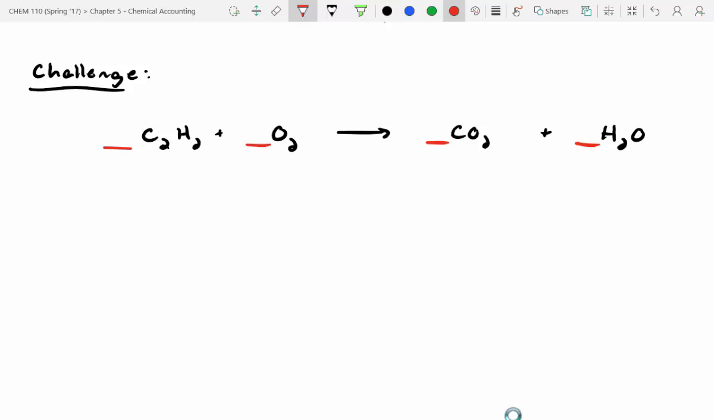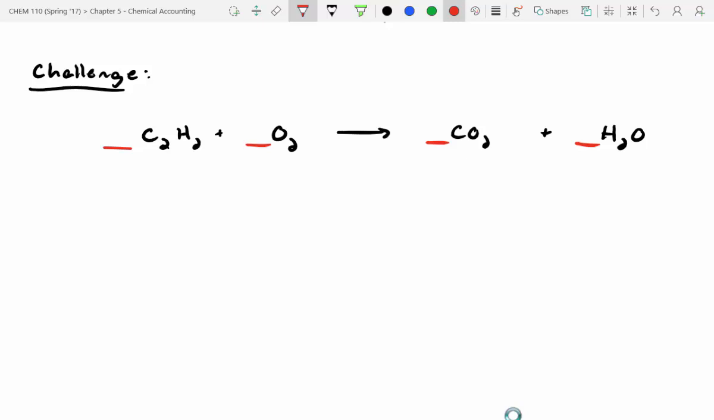All right, so let's check in and do this as a group. This one I think is pretty complicated. In general, we want to leave the simple individual elements till the end, right? So I'm not even going to look at the oxygen right now. I'm only going to look at the C2H2.